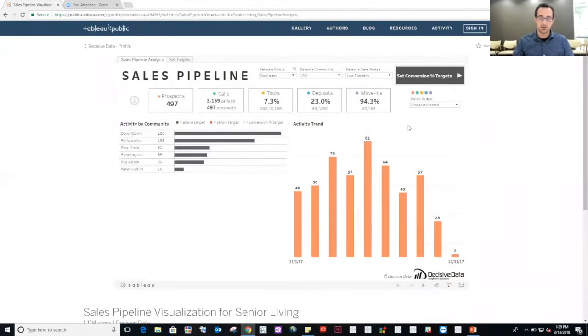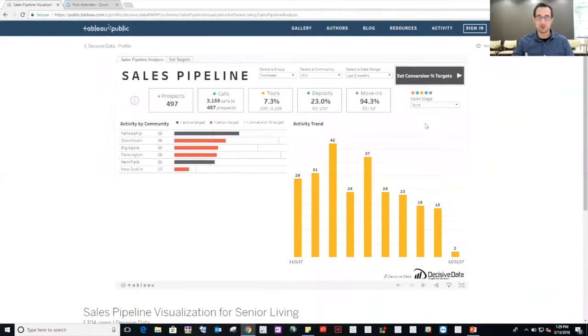Specifically, I want to drill into a different part of this pipeline. Right now we're looking at all of the Northeast communities, and we're looking at the number of prospects that have come in the last 2 months, as indicated by this date filter on the top right part of our screen. Perhaps though, Andrew wants to look at tours specifically. What he can do is use this drop down to say, I want to look at tours and look at how that volume looks over time for these communities that are in my area.